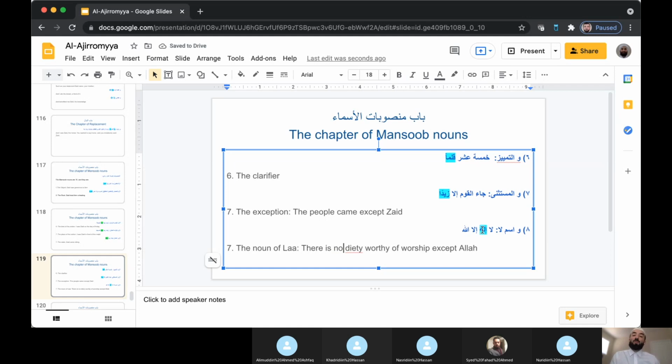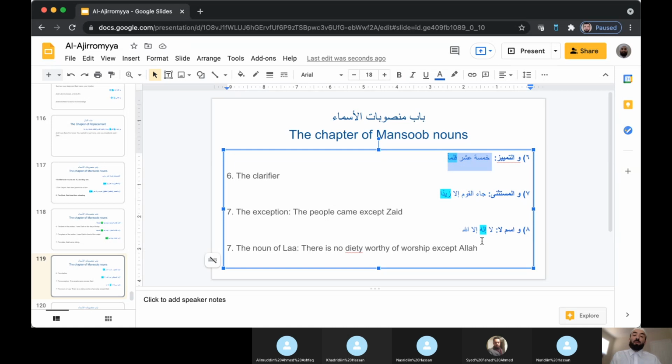So when you say la ilaha, what's the inflection of ilaha? Anyone? Ilaha is the noun that comes after la. And we said the noun that comes after la is always mansub, right? So that's why you say la ilaha. You don't say la ilahi. You don't say la ilahu. You say la ilaha illallah. So that makes ilaha mansub.